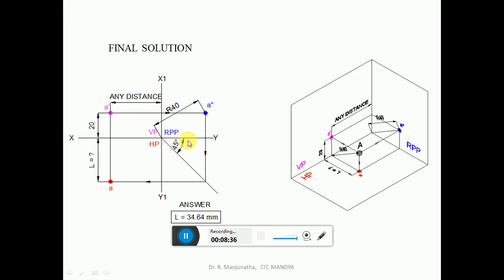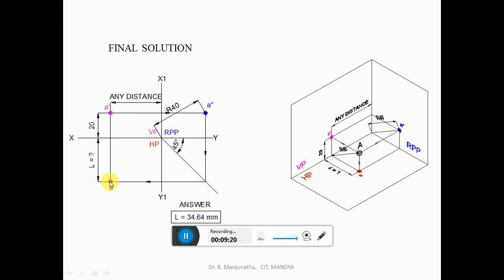So draw a 45-degree line adjacent to HP, wherein we are transferring this horizontal distance of in front of VP into the vertical distance of in front of VP. Then draw a vertical projector from A double dash onto the 45-degree line, wherein this horizontal distance is transferred into this vertical distance. Then draw a horizontal projector from this point to the projector where it is projected from A dash. It will cut these two lines at this point in the horizontal plane.